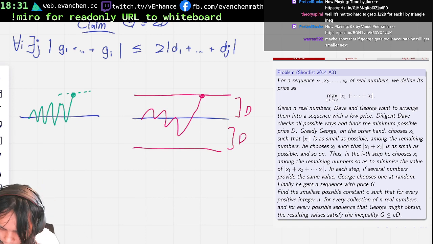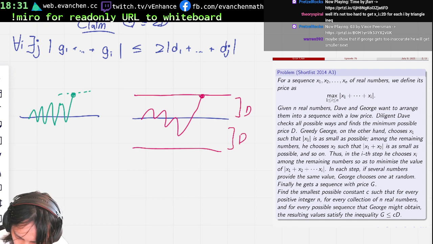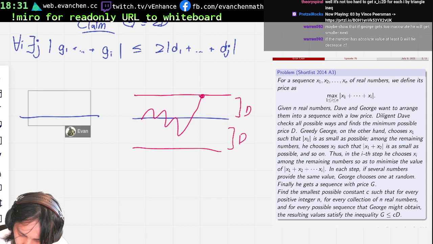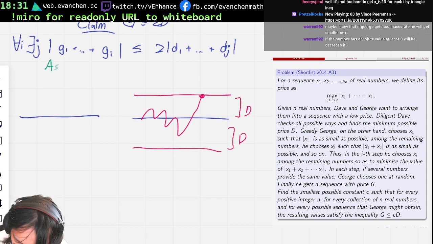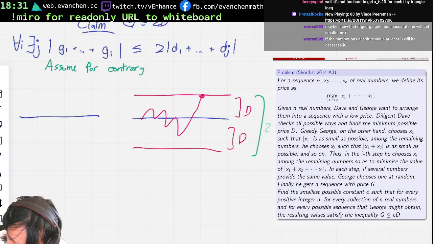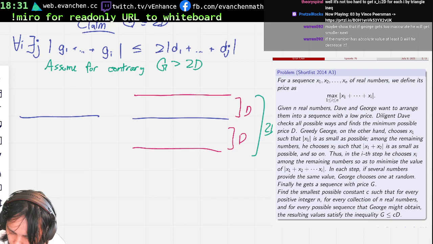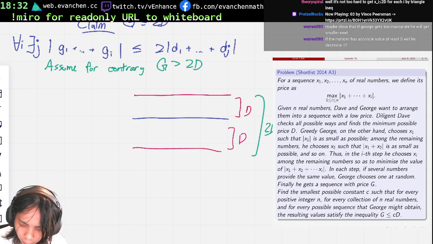Okay, here's a picture I want to draw. So let's assume for contradiction, assume for contrary. Yeah, basically I think the 2 is going to come from here. So assume for contrary g is greater than 2d. And that means what we do is we're going to take the red sequence and find all the green things in it and then filter them out.